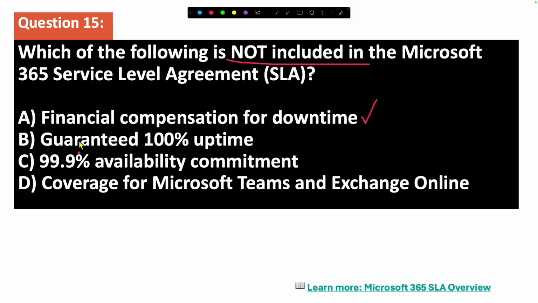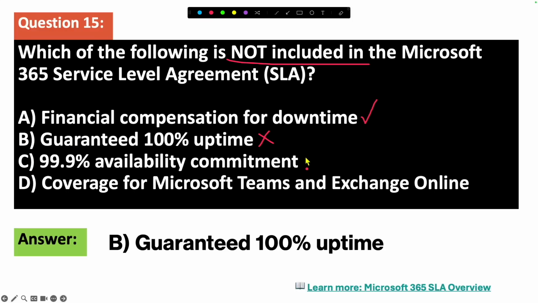The second one is: does it guarantee 100% uptime? That is wrong. I just told you it is 99.9%. Different services have different SLAs. If you go to Azure, you might see different service level agreements, but for Microsoft 365 it is 99.9. So that's the wrong statement, but it's the correct answer for this particular question. But let's look at the other options.